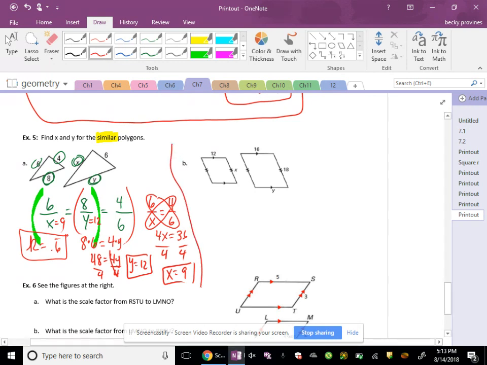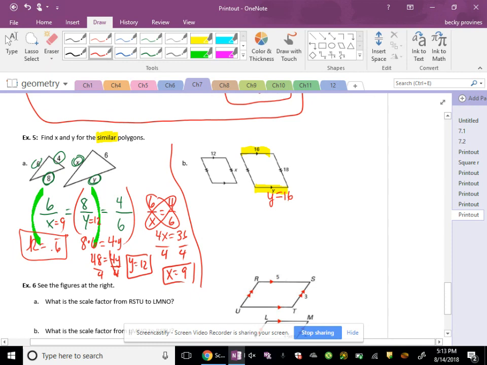Okay, moving on to part B. And a couple things we need to notice. This is called a parallelogram. And one rule of parallelograms is opposite sides are equal. So if the 16 is the top, the bottom, the Y, has to also be 16. So that's like a freebie.